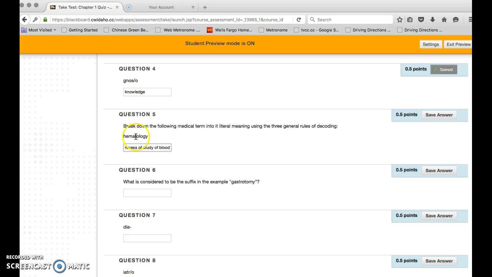Many of you put slashes between the combining form and the suffix, and you thought that I meant break it down that way. No, I want you to use those general rules that are in the book to tell me what this medical term means. Okay, so hematology means the process of the study of blood.